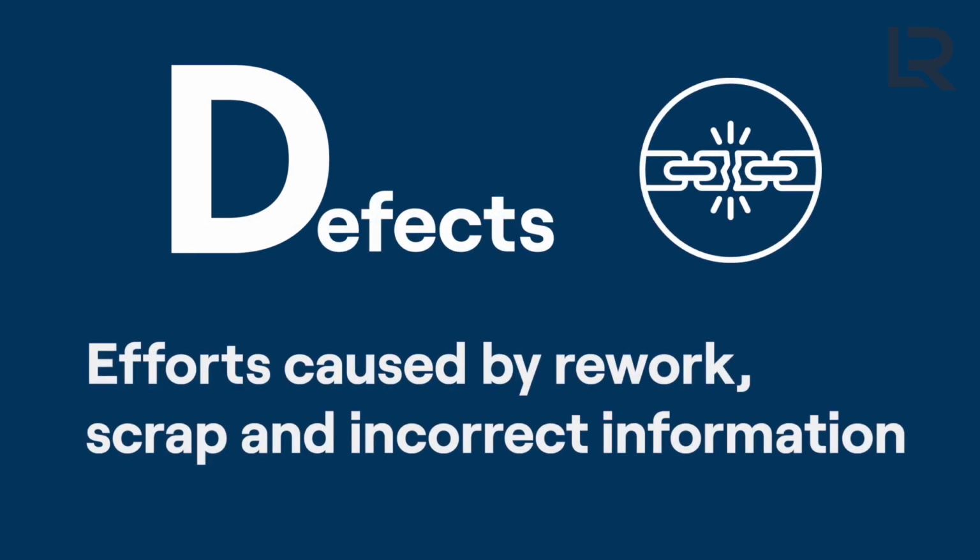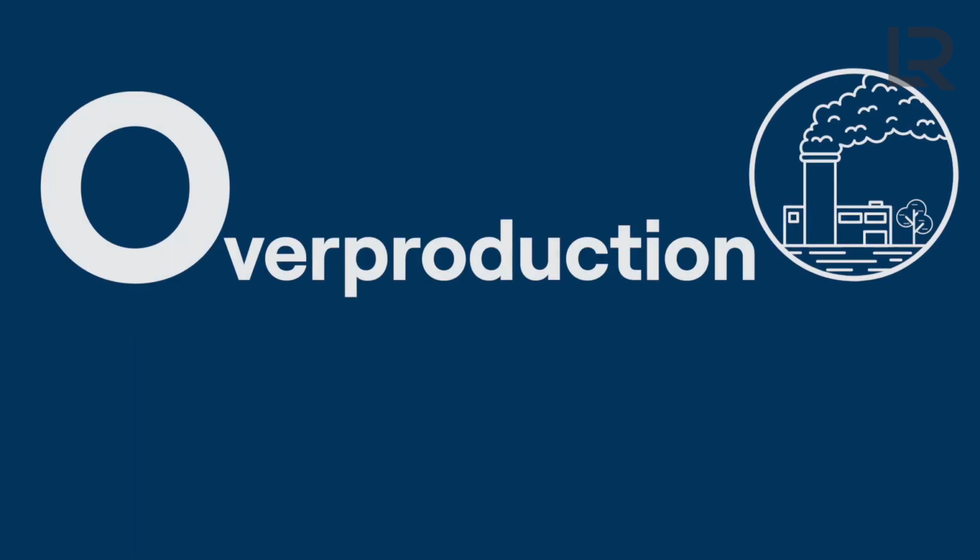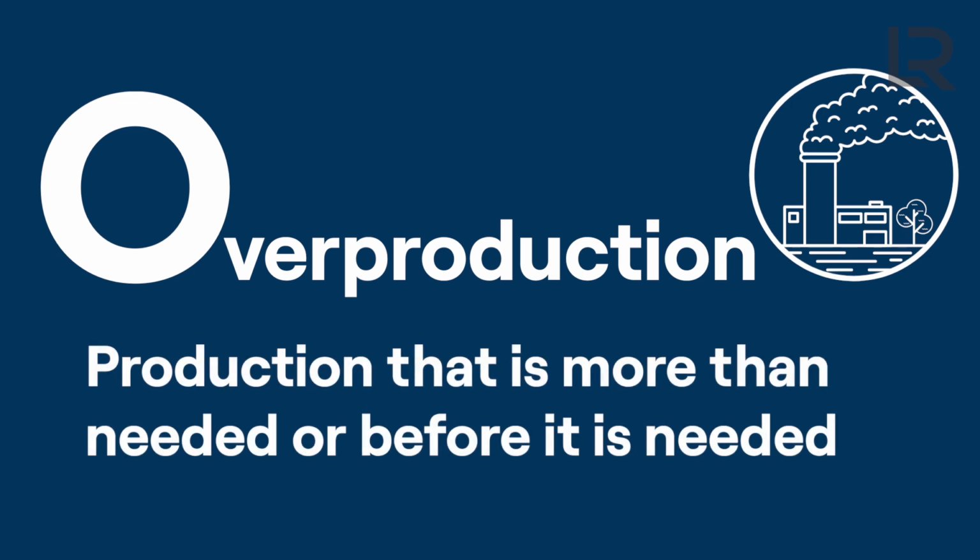The first letter D is for defects, efforts caused by rework, scrap, and incorrect information. Overproduction is the next one. Production that is more than needed or before it is needed.